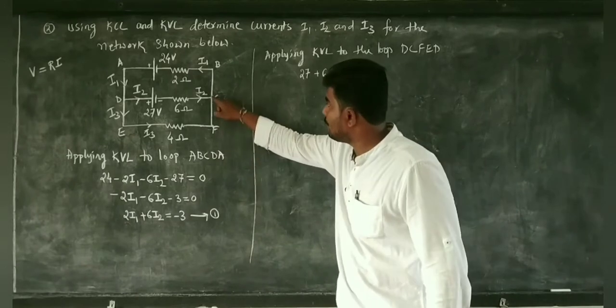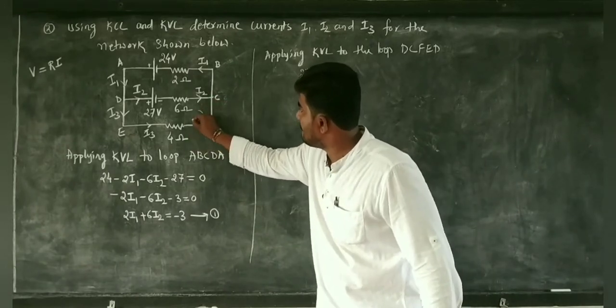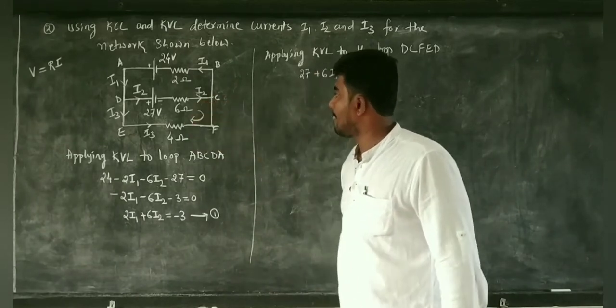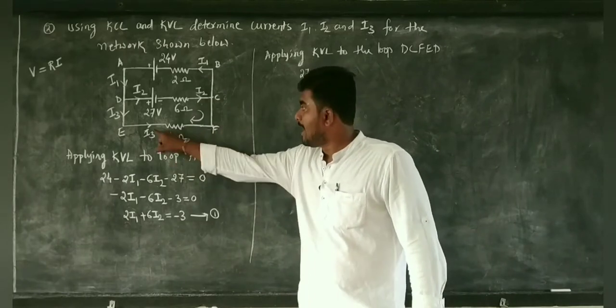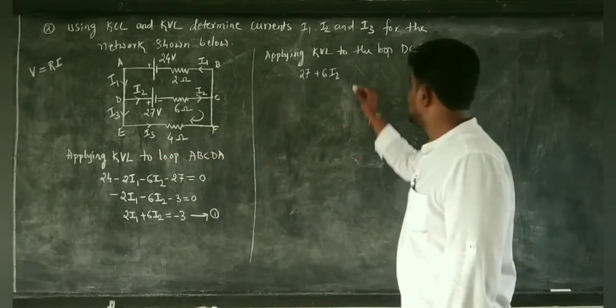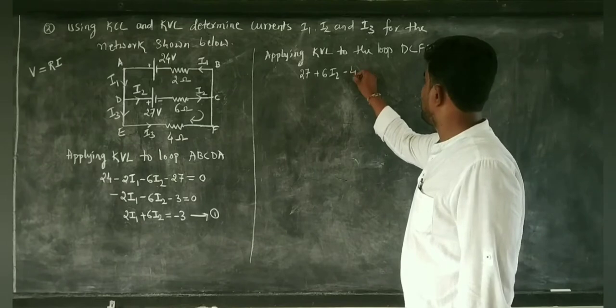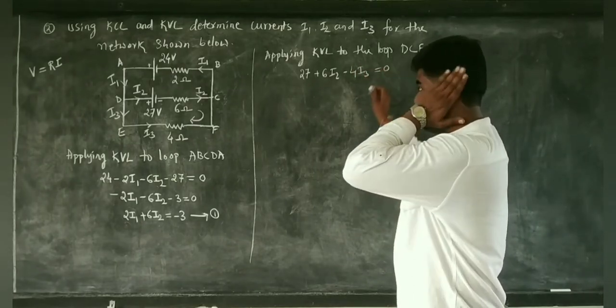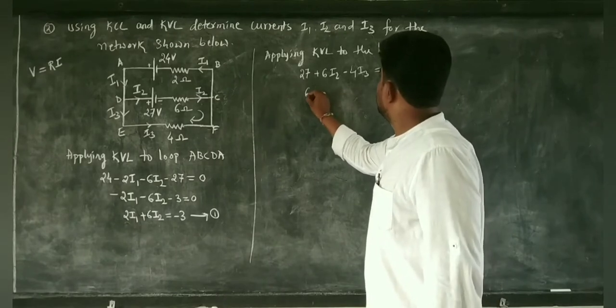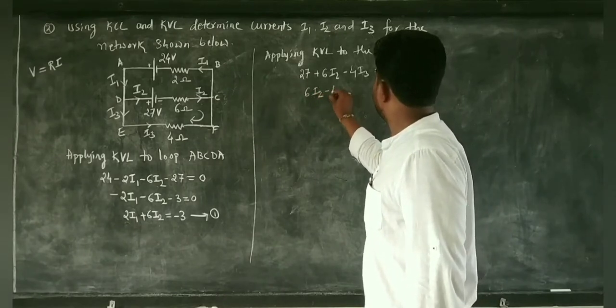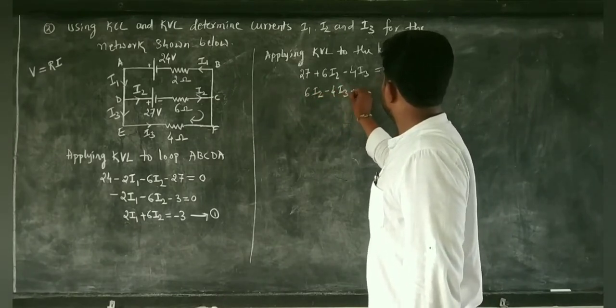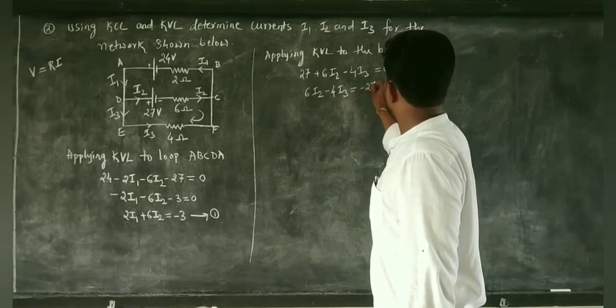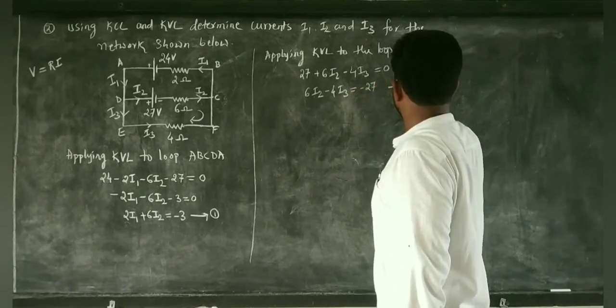And you are traveling this way. Clockwise you are traveling, and I3 is against you. Therefore, it is considered as minus 4 I3 is equal to 0. So, it is 6 I2 minus 4 I3 is equal to minus 27. Let us call it equation 2.